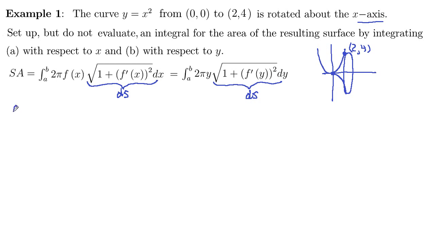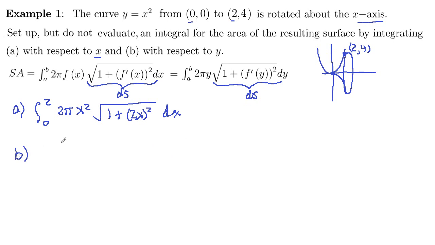So part A here, we're going to do our area with respect to x first. So we're going to integrate with respect to x. So our x coordinate goes from 0 to 2. So this will be an integral from 0 to 2 of 2 pi, and then our function f of x is x squared, and then square root of 1 plus f prime of x. The derivative of x squared is 2x, so that's going to be (2x) quantity squared, dx. So there's our x integral.